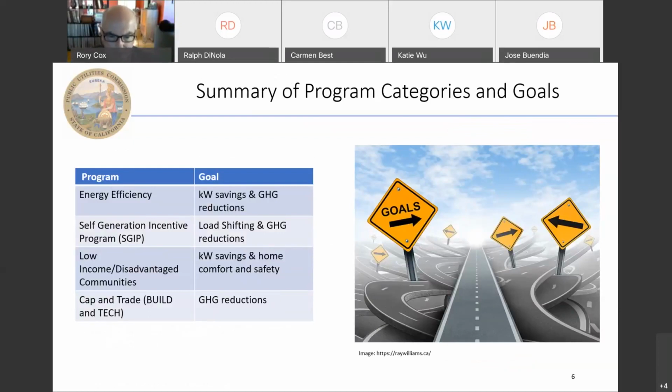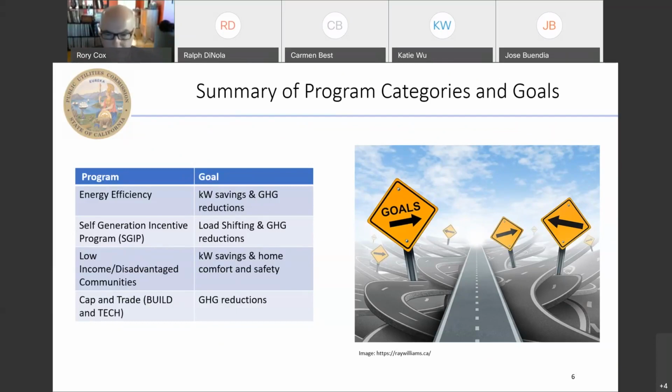This just gives you an idea of what the big challenge is. I broke this down into four major categories: EE, SCHIP, low income/disadvantaged communities, and cap and trade, which are the build and tech funds. Each of these big buckets of funding and programs has different goals. With EE, it's kilowatt savings and greenhouse gas reductions. SCHIP is load shifting and greenhouse gas reductions. The low income programs are largely about kilowatt savings and home comfort and safety. And cap and trade is just straight greenhouse gas reductions.